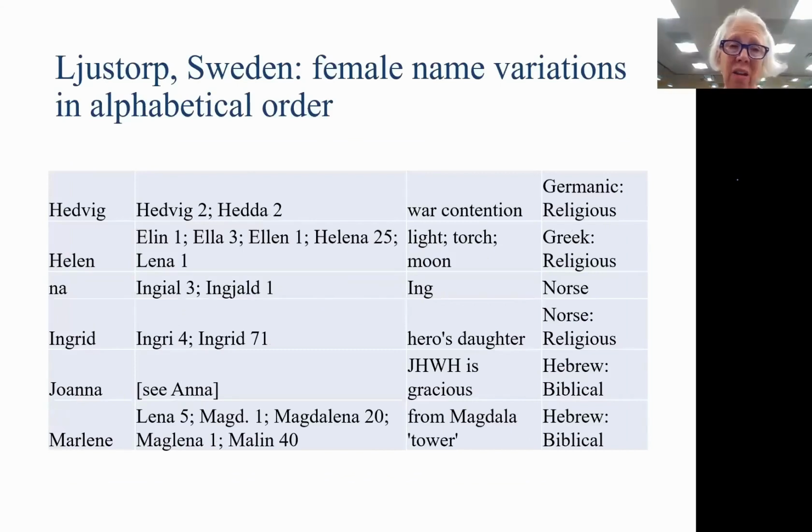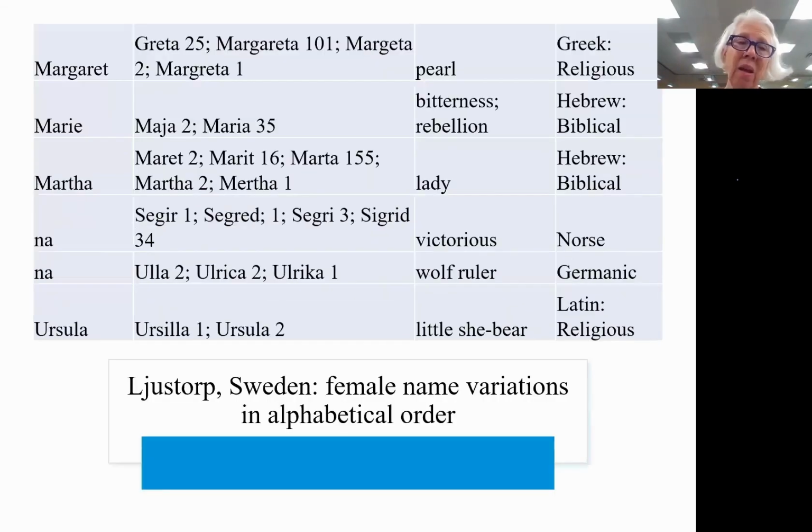Hedvig, Heda, Helen, Ellen, Ella, Ellen, Helena, Lena. Ingjal and Ingjal don't have English correspondence. Ingrid is though, and there's Ingrid and Ingrid. If you have Joanna, that's a compound, so see Anna. Marlene in English could be Lena, Magdalena, Maglena, or Malin. And then Margareta, as I said, probably can merge with Martha, Greta, Margareta, and then if you look down at Marta, Marit, Marit, Merta, Martha, Merta.